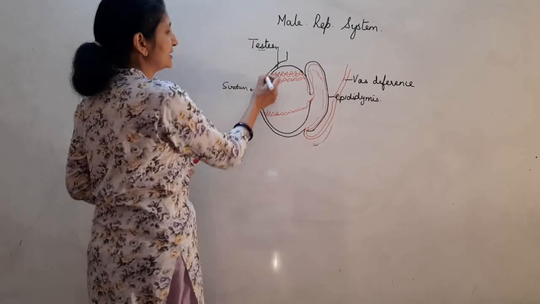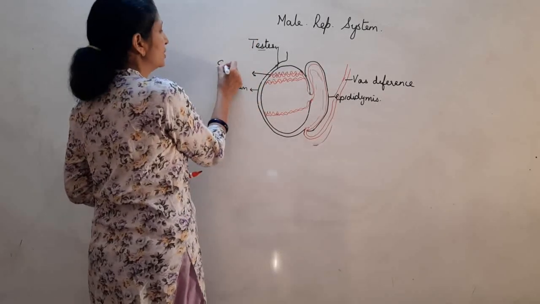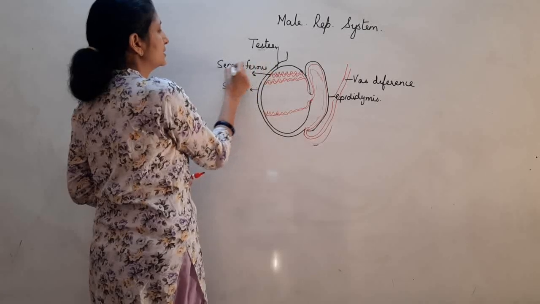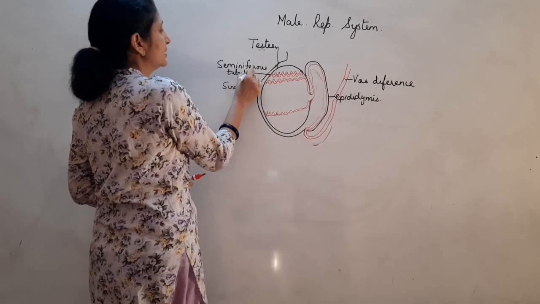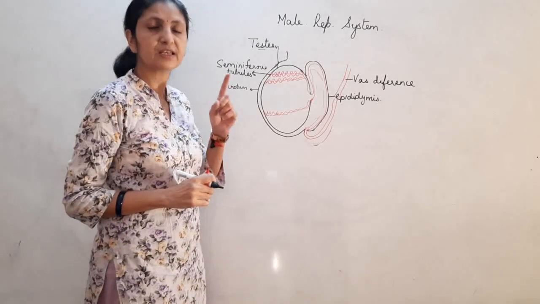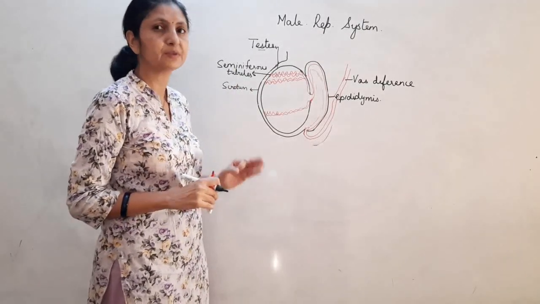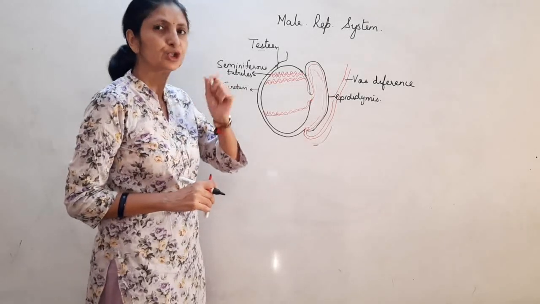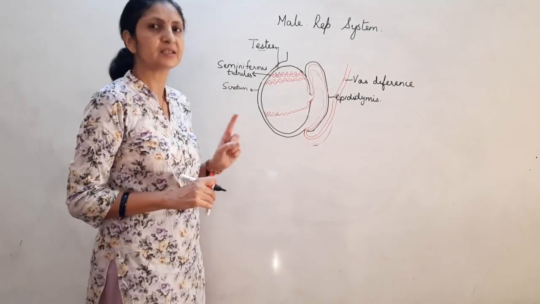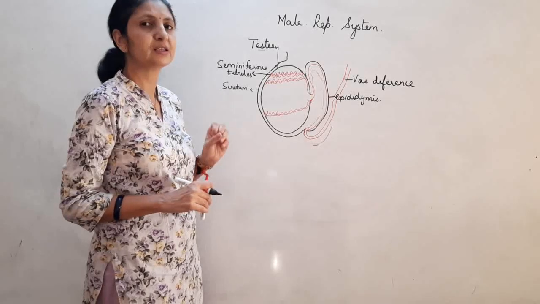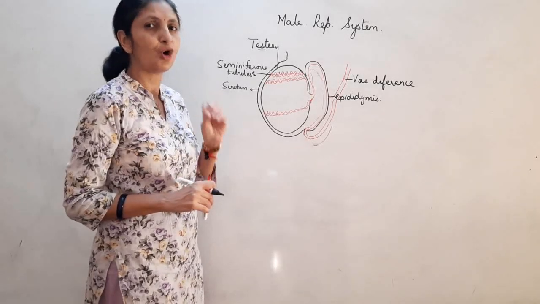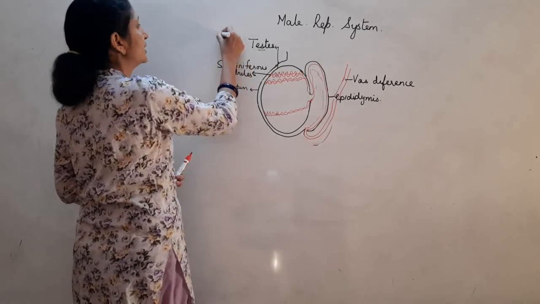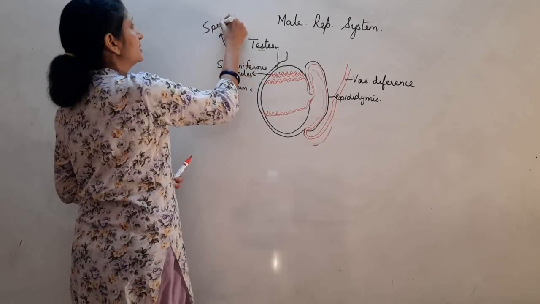Now testes has various tubules which are called seminiferous tubules. These tubules are those structures in which sperms are produced. Sperms are produced inside the seminiferous tubules, very small tube-like structures present inside the testes. And where is the process of formation of sperm? That is called spermatogenesis. Where does it happen?